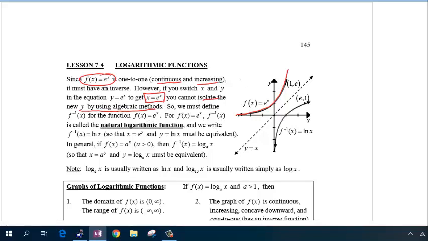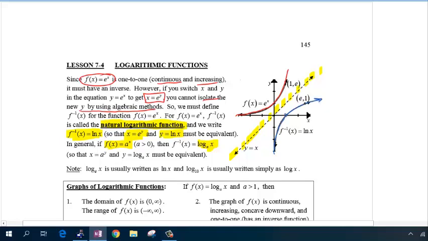And if you remember from Pre-Calc 12, it's the natural logarithmic function, or the natural log, or ln. So x equals e to the y, and y equals ln x are equivalent. In general, if you have an exponential function a to the power x, then the inverse is just log base a of x. Notice the inverse graph is the one that is reflected in the line y equals x. And so our natural log graph looks like this.